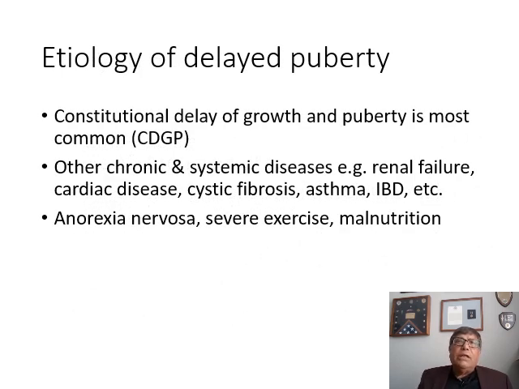So etiology of the delayed puberty, the most common is constitutional delay of puberty, and that very much coincides with the constitutional delay of growth and puberty. Family history is very important at that point. And other chronic disease, just remember that the puberty growth spurt can only occur if the patient is otherwise healthy. That means no systemic disease, like renal failure, cardiac disease, cystic fibrosis, asthma, inflammatory bowel disease, you name it.